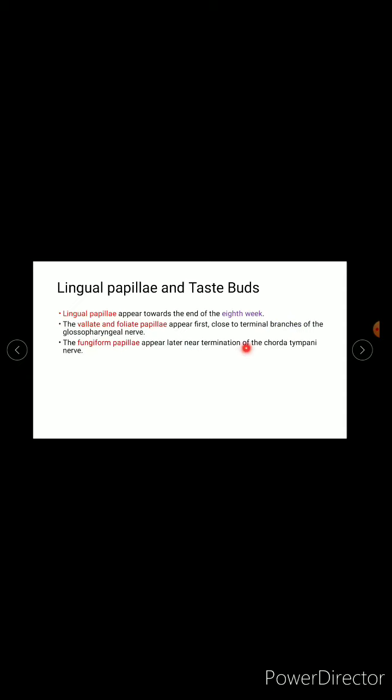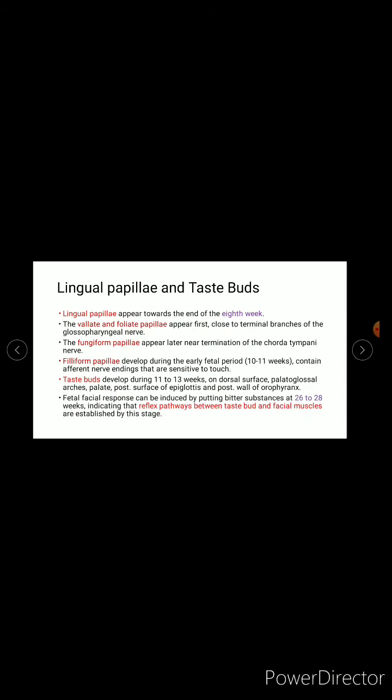Now, the development of lingual papillae and taste buds. Lingual papillae appear towards the end of the 8th week. The vallate and foliate papillae appear first, close to the terminal branches of the glossopharyngeal nerve. Fungiform papillae appear later, near the termination of the chorda tympani branch of the facial nerve.